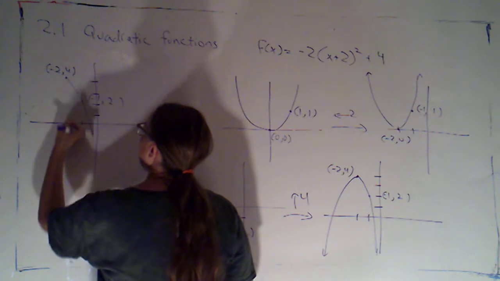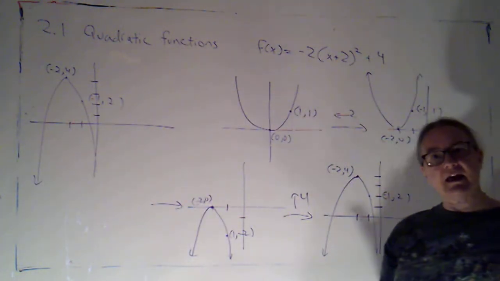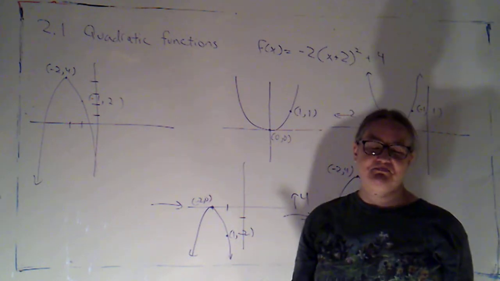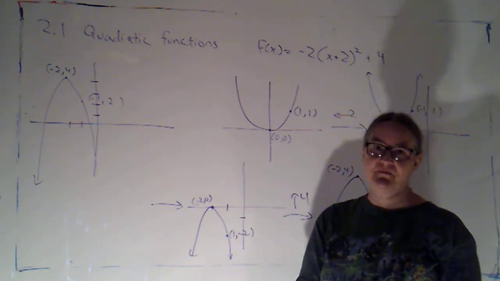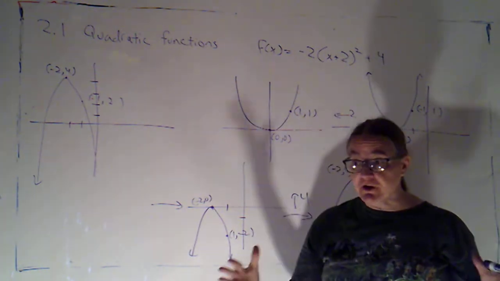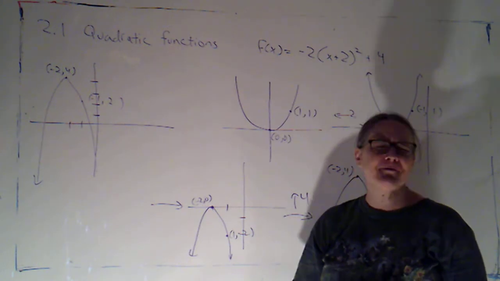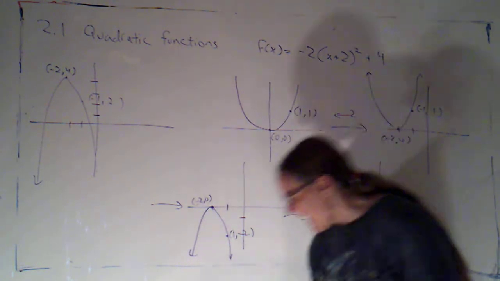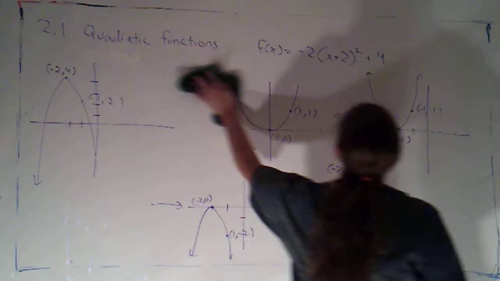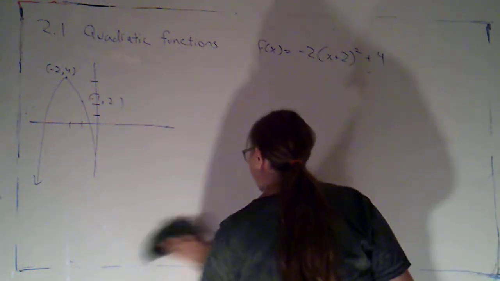So I can go ahead and sketch my parabola without having to do things one at a time. That's kind of nice. Okay. So if you're comfortable doing that, that's fine. If you prefer to do the transformations one at a time, if that makes you feel more comfortable, I'm totally fine with that.